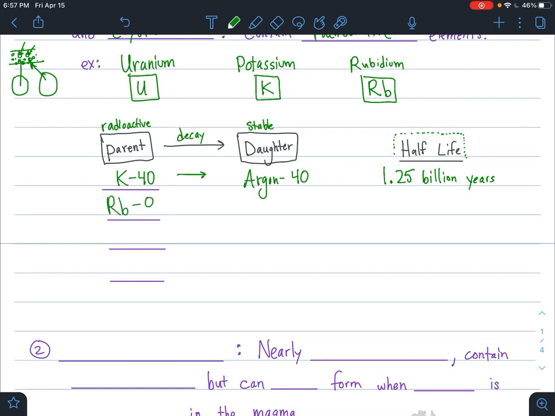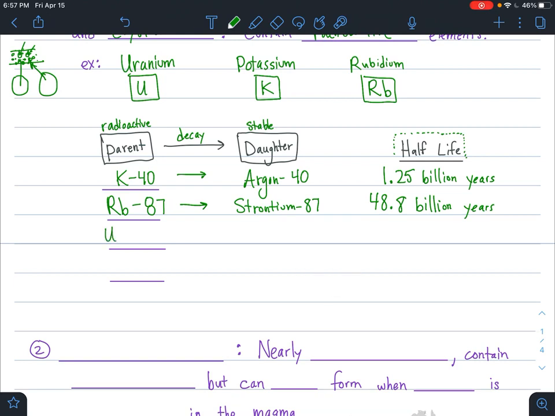All right, what about rubidium? Let's take a look at rubidium-87. Rubidium-87 will break down and become a more stable strontium-87. This process takes 48.8 billion years for half of it to break down into strontium. That takes a long time.